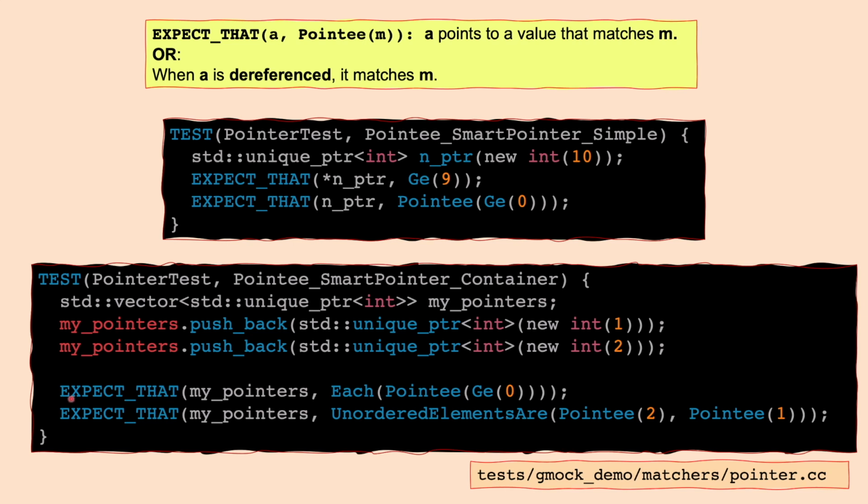Now I can write a statement like this. I can say, expect that each item inside my pointers, when it is dereferenced, is greater than or equal to 0, which is the case for both 1 and 2. I can also say, expect that the elements inside my pointers vector, when they are dereferenced, are 2 and 1, ignoring the order. As always, you can run and play with this example yourself from this path down here.